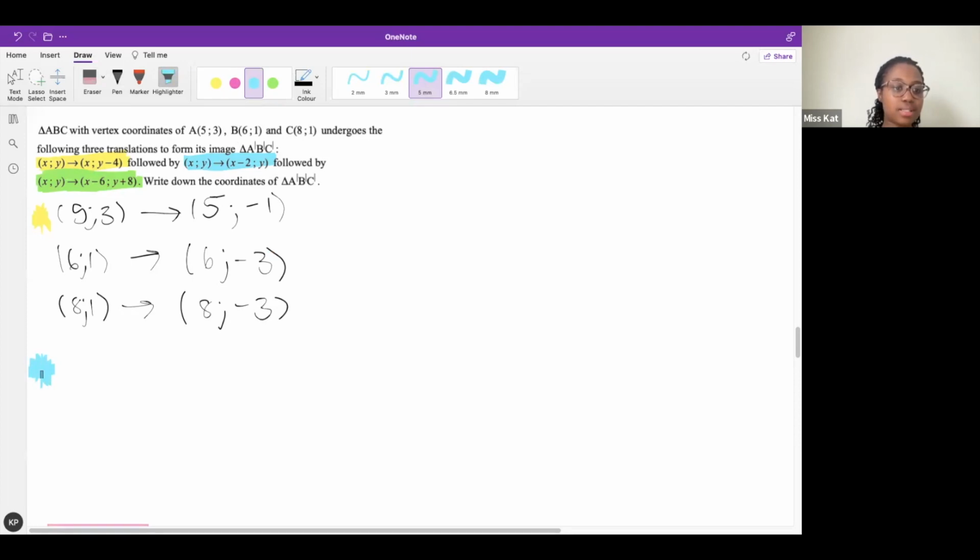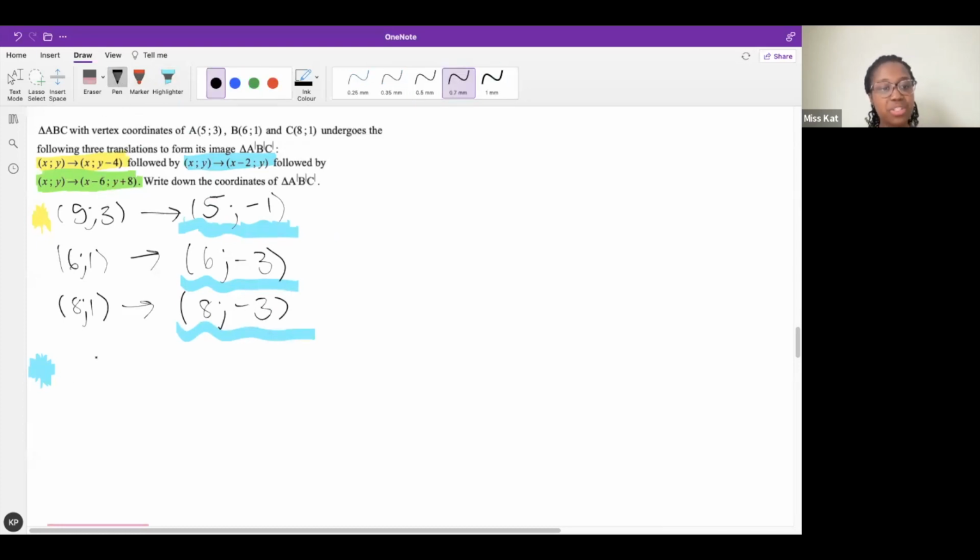So now, guys, the original points are no longer these ones. Actually, we've moved the shape. So now we're going to use these points as the starting points. So for A, instead of starting from 5, 3, we start from 5, -1. Do you see what it means? And 6, -3. And 8, -3.